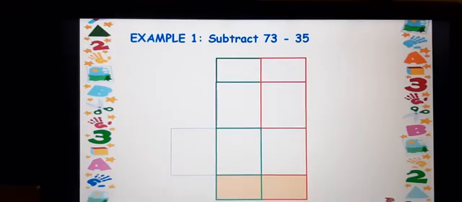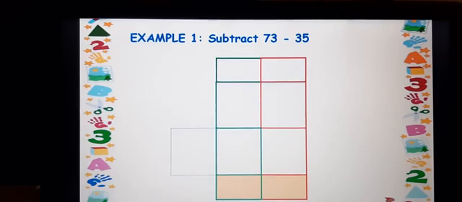Example 1: subtract 73 minus 35. Why are these boxes given here? I already told you that you should be clear while writing the numbers according to their place values. If you don't write the numbers in sequence in the ones place and tens place, you may miss the calculation or make an error. So follow the sequence of writing one number below the other according to their place values. They have their own identification, ones and tens.